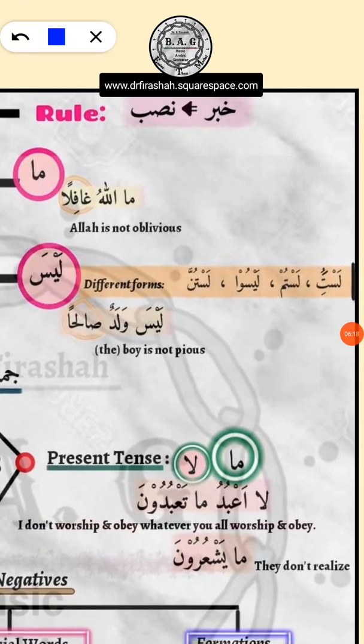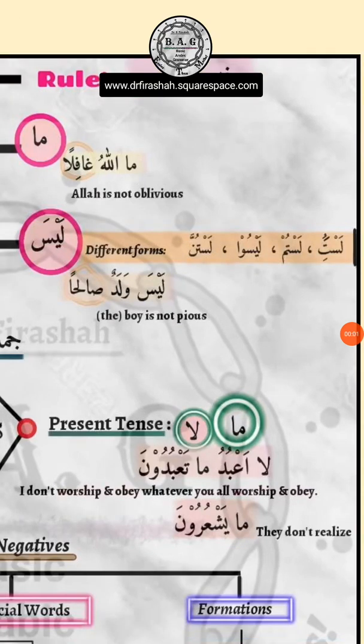For example, laysa waladun salihan. And the unique thing about laysa is that it has different forms according to the past tense. So for example, if somebody is saying alastu, or for example, am I not, then the word used is going to be lastu. All of those past tense patterns are applicable here for laysa. So you'll have laysa, then laysu, as you can see over here.